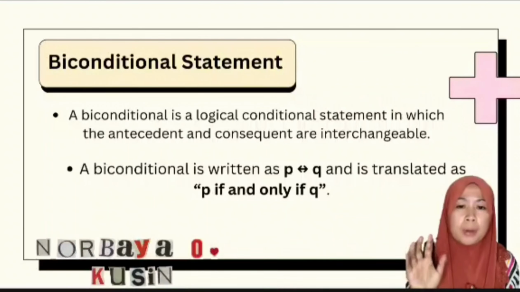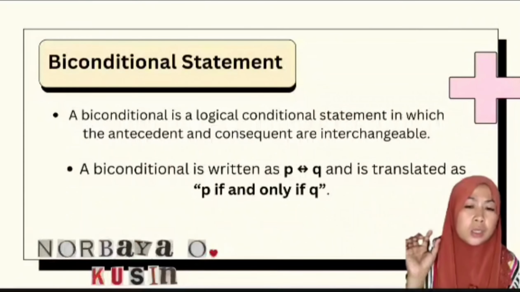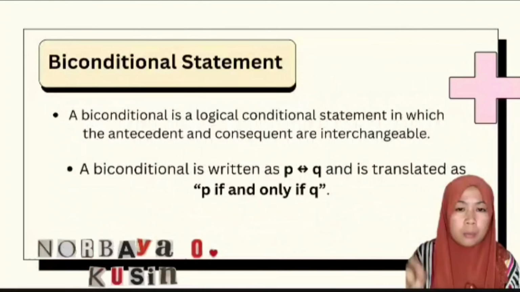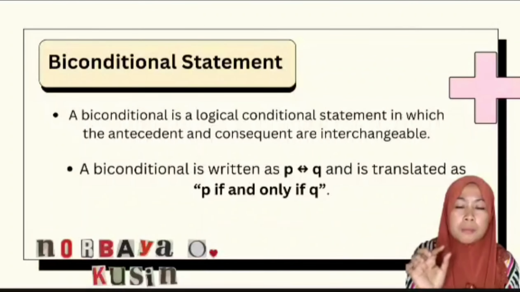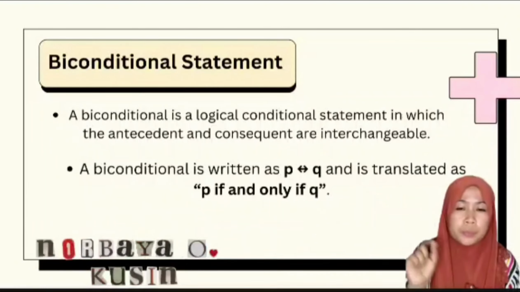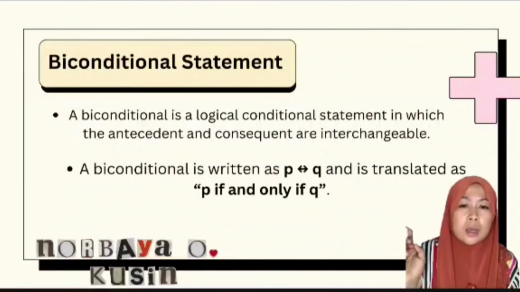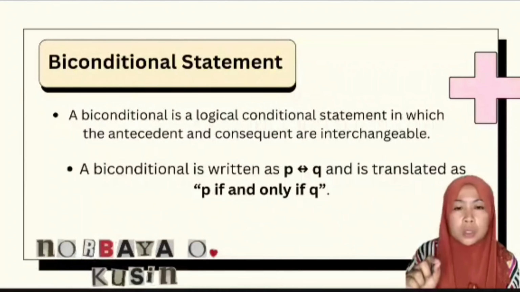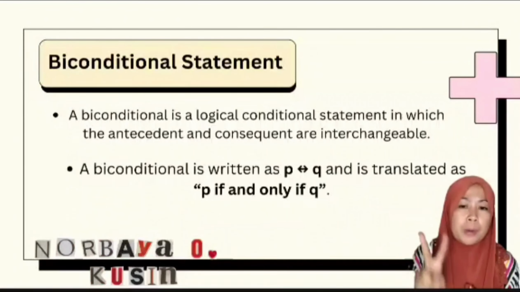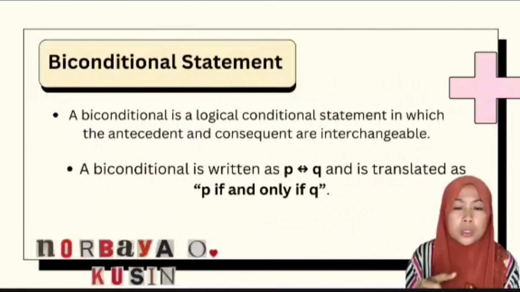So, ibig sabihin, kapag po nakita natin yung P na merong T or truth, and then yung Q is true din or merong T sa truth table, ang result nun sa P if and only if Q is also truth. Kapag false po ang nakita natin sa P, then sa Q is false, then ang result po nito sa truth table is also truth, kasi pareho yung dalawa ng thought, which is truth, false.